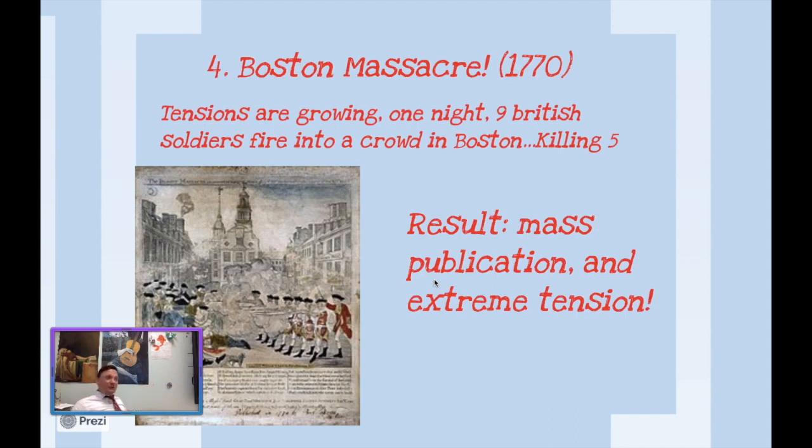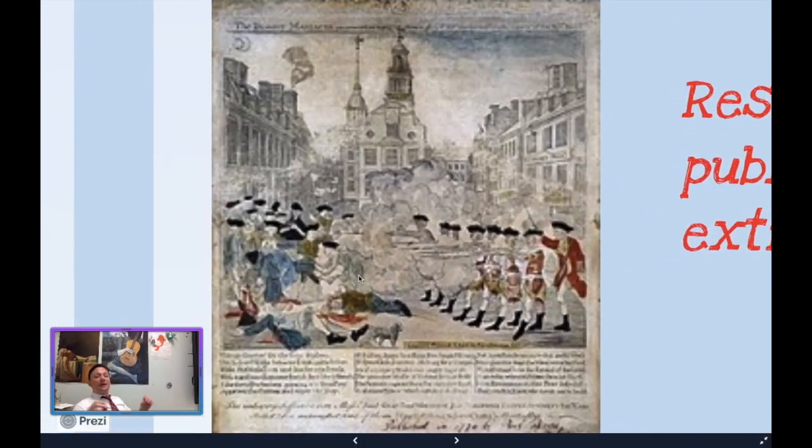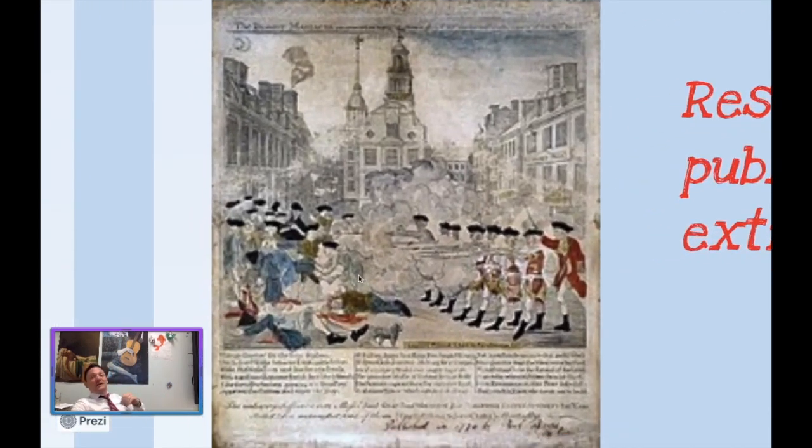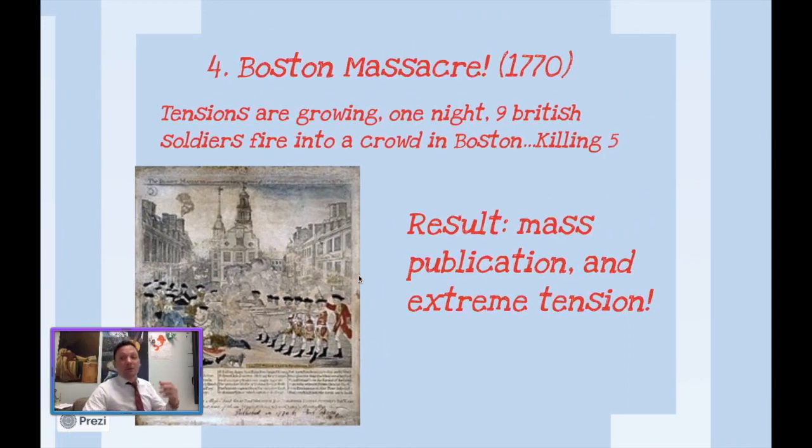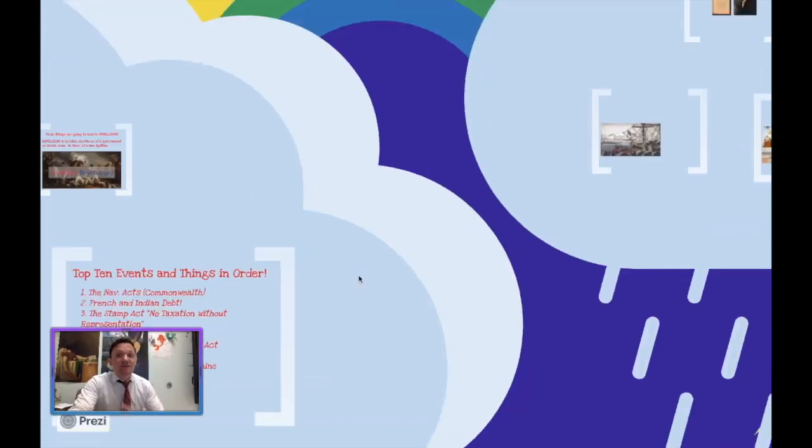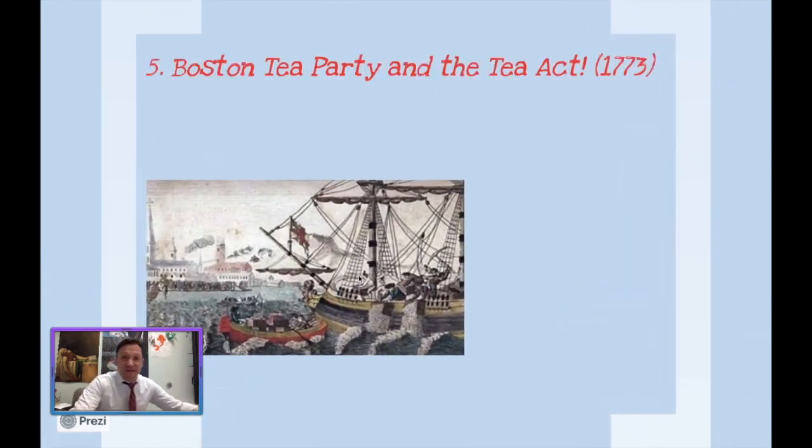But the result of this, though, is why are we calling this a massacre when Crispus Attucks and 4 other people were the only ones killed? We talked about the St. Bartholomew's Day massacre. Thousands died there. So why is this a massacre? Well, the biggest thing about it is propaganda. Publication, right? The American colonists started calling it a massacre because they wanted to cause tension and make the British look bad, right?